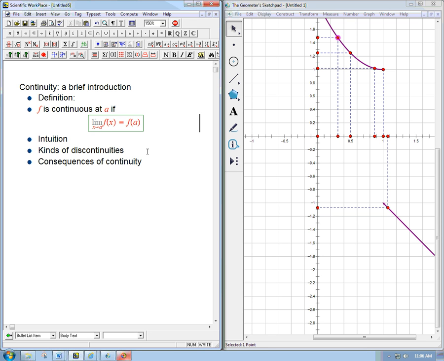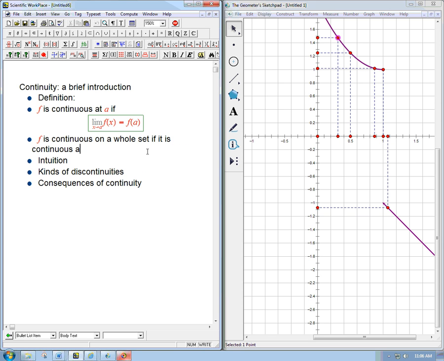And we say that f is continuous on a whole set if it is continuous at all a in the set. That's pretty natural. You just say it's continuous, meaning it never fails this test, no matter what a you talk about.